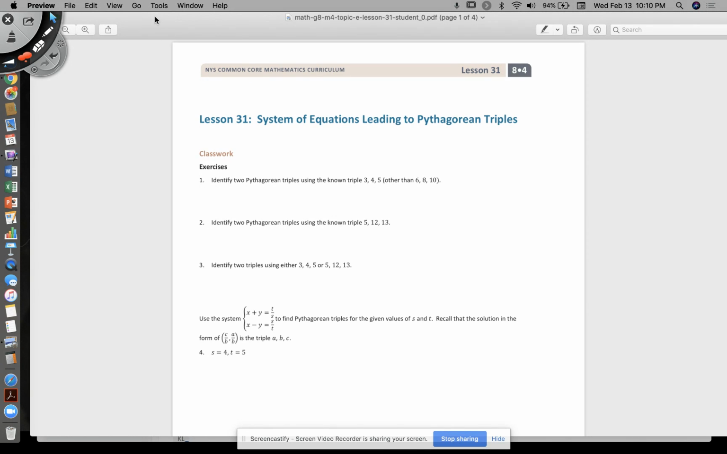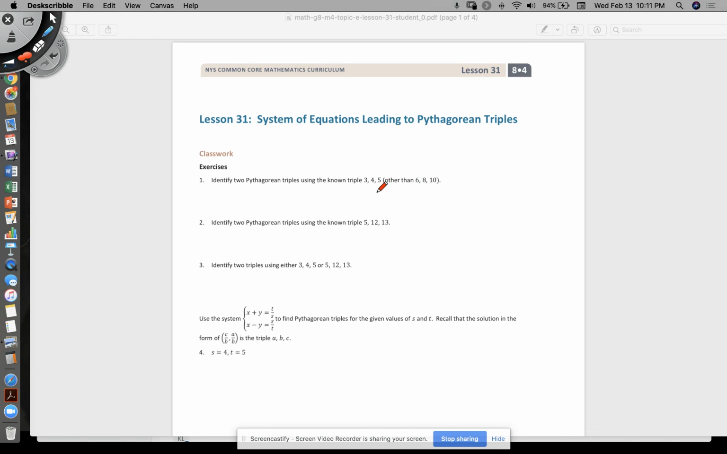Now, before we get into Pythagorean Theorem, you need to know about the Pythagorean Triples. All right, so there's a couple things we need to kind of explain to make this make more sense. So here we go. It says identify two Pythagorean triples using the known triple 3, 4, 5 other than 6, 8, 10. So I can't use 6, 8, 10.